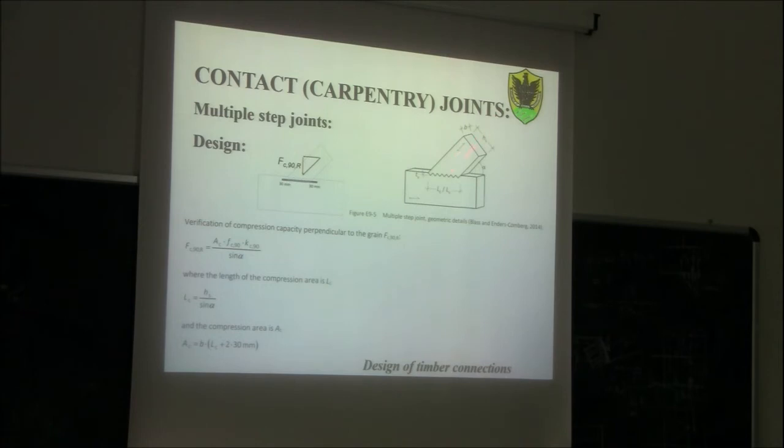The design compression force acting in the rafter is decomposed into a vertical component and a horizontal component. The vertical component is used to calculate the compression perpendicular to the grain, or at an angle to the grain, that you have inside here in the wood, using this formula here. And the horizontal component is used for the verification of the shear capacity with this other formula that we find here.